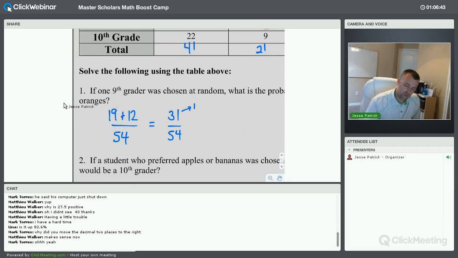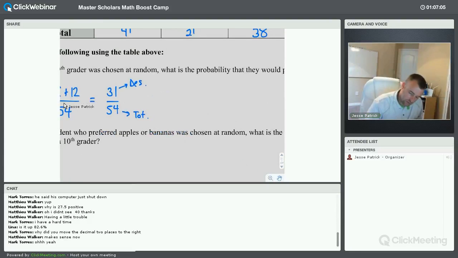Again, these are your desired outcomes. These are your total outcomes. You just got to find out what those numbers are, and then you divide. Now, a probability is basically a percentage. Sometimes it's just written in decimal form on the SAT, so I'm going to write it in both forms, but it could be either one. So 31 divided by 54 is going to be 0.57.